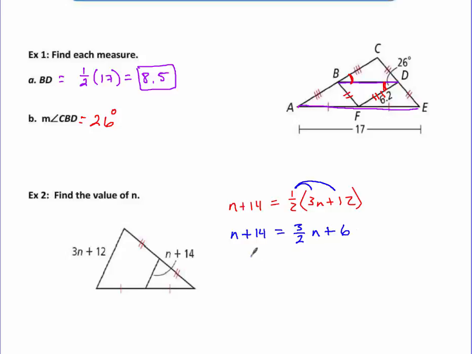Right, then we are going to subtract 6 from both sides. So we're going to get n plus 8 equals 3 over 2 n. We're going to subtract n and get 8 equals, now 3 halves minus 1 is like 3 halves minus 2 halves. So that's 1/2 n. Hopefully you remember to get rid of a fraction like a 1/2, we multiply both sides by whatever's on the bottom of it. So we get 16 equals n. So the value of n equals 16.